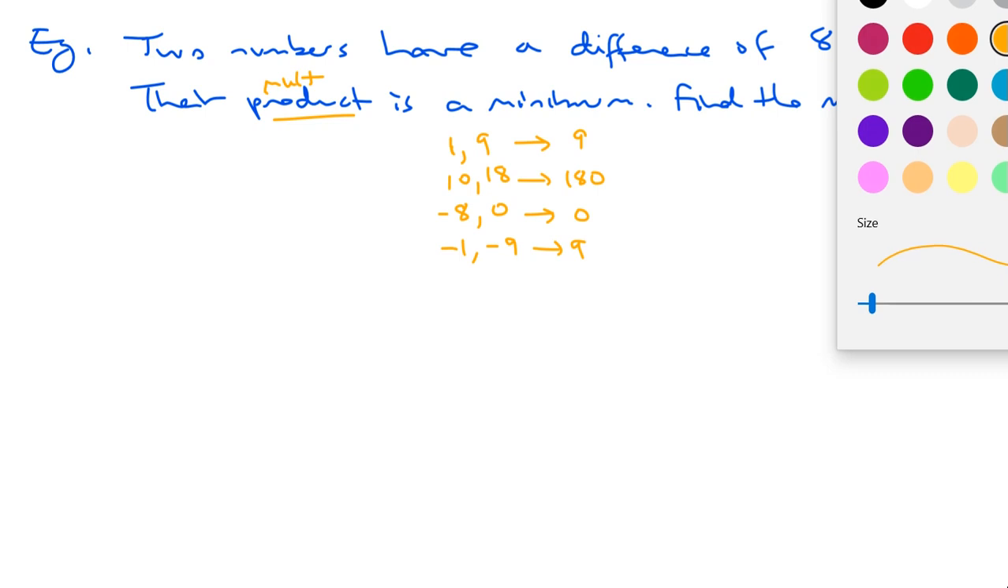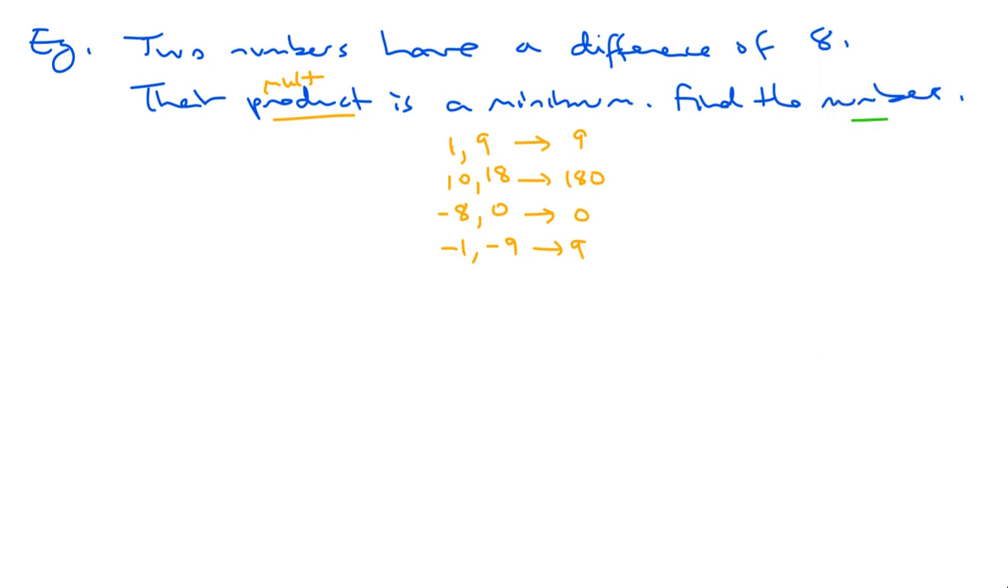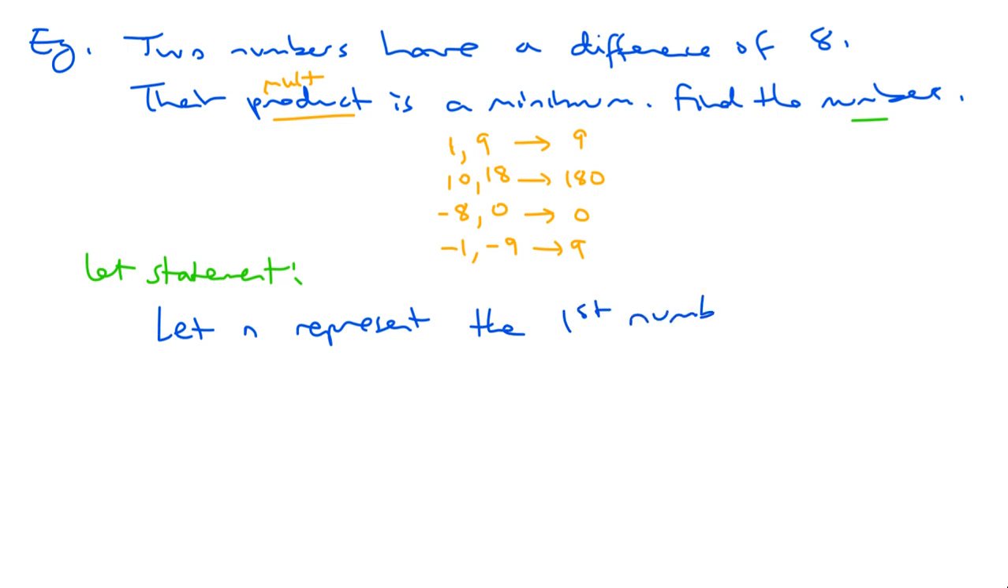When they say find the numbers, we need a let statement. We need to introduce a variable. So our first thing here is to do a let statement. Let n represent the first number, n for number. For the second number, I could use a different variable, but with quadratics we really only have one variable: ax squared plus bx plus c.